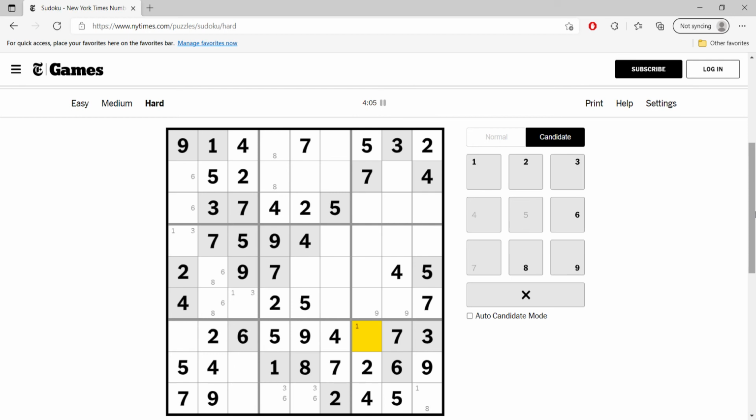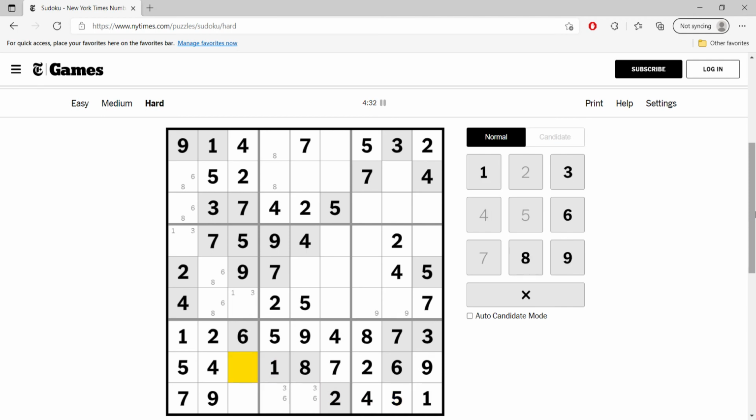I don't know. 1, 8, 1, 8. But I'm a little bit curious about 2. Yeah, 2. This is the last 2. Okay. Now we're here. We need this is 6, 8, 6, 8. This cannot be 8. This has to be 1. This is 8. This is 1. This is 3. This is 8. 1, 3.